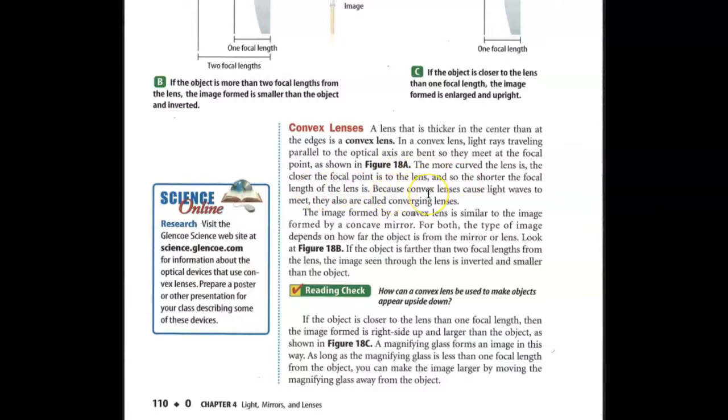Because convex lenses cause light waves to meet, they're also called converging lenses. The image formed by a convex lens is similar to the image formed by a concave mirror. For both, the type of image depends on how far the object is from the mirror or lens.